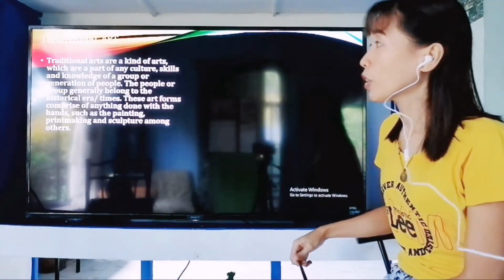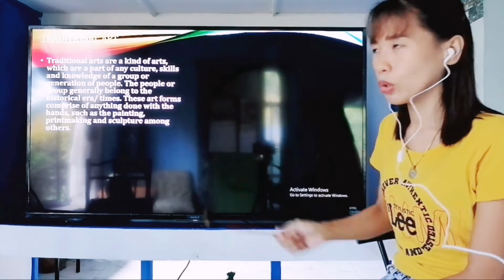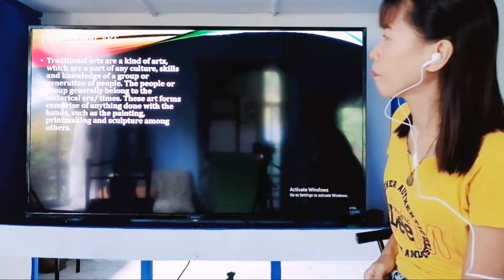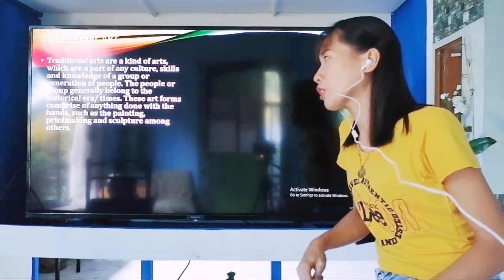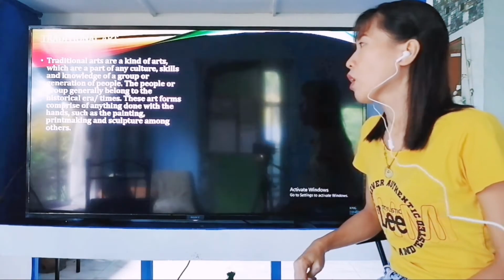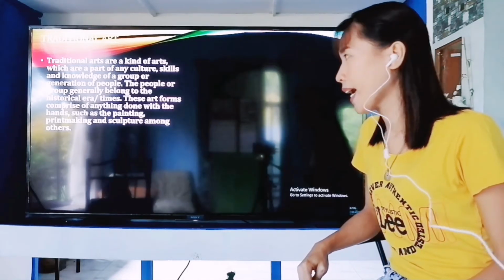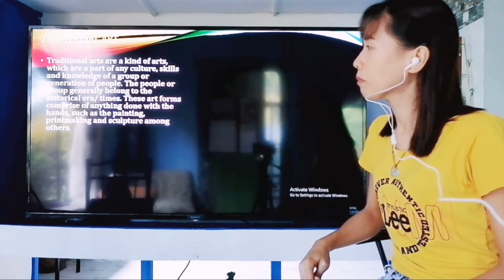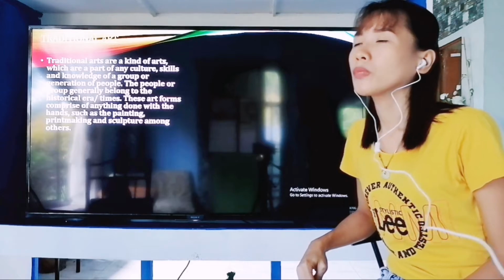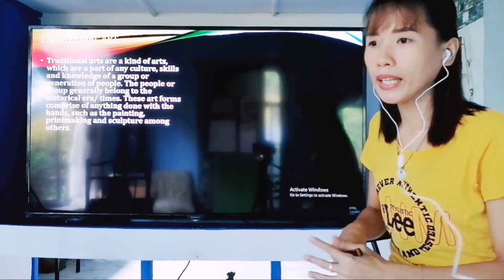Traditional art. Traditional arts are a kind of arts which are a part of any culture, skills, and knowledge of a group or generation of people. The people of the group generally belong to the historical era or times. These art forms comprise anything done with the hands, such as painting, printmaking, and sculpture, among others. Like, for example, weaving. We are doing it manually, handmade.